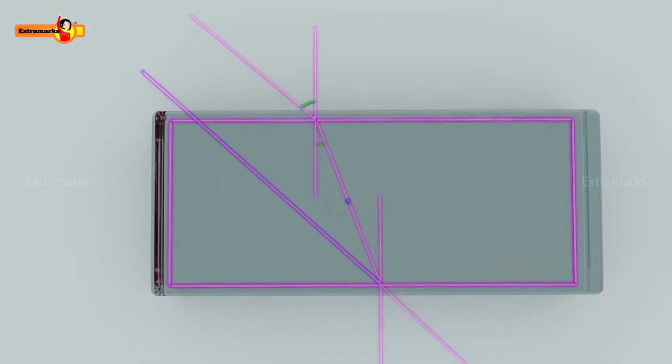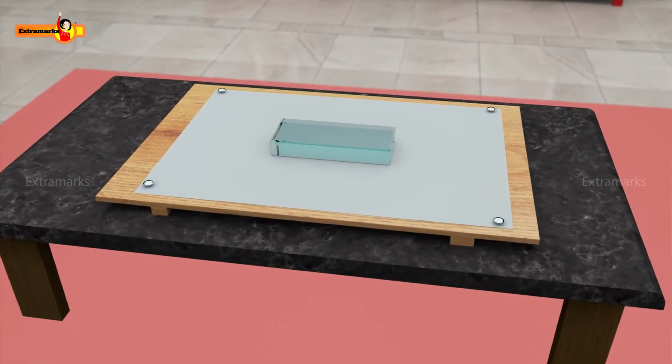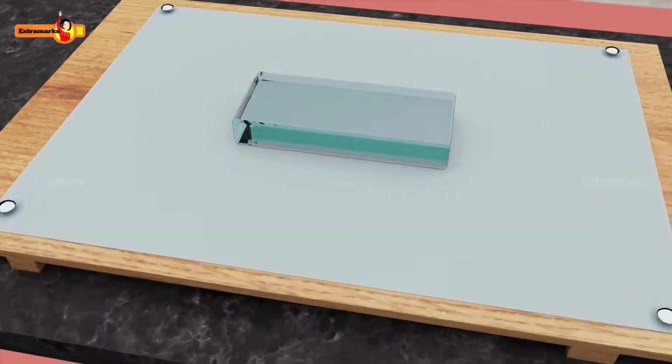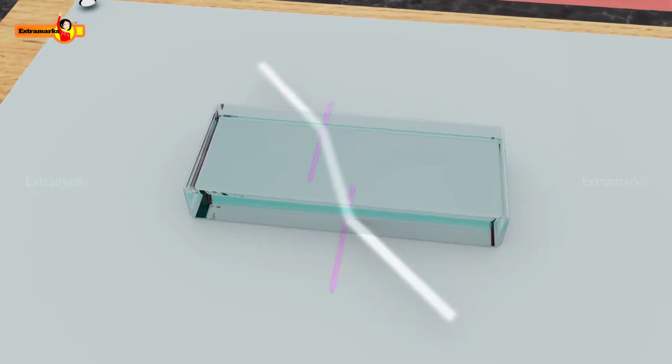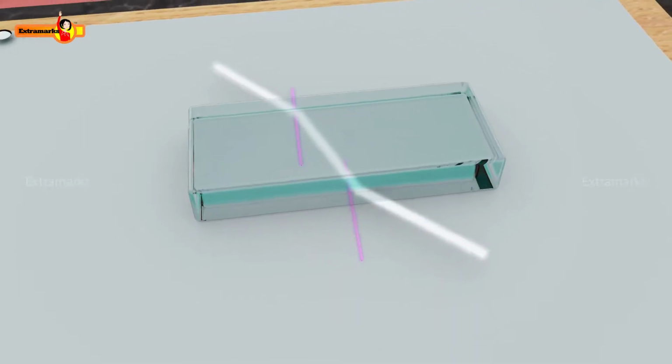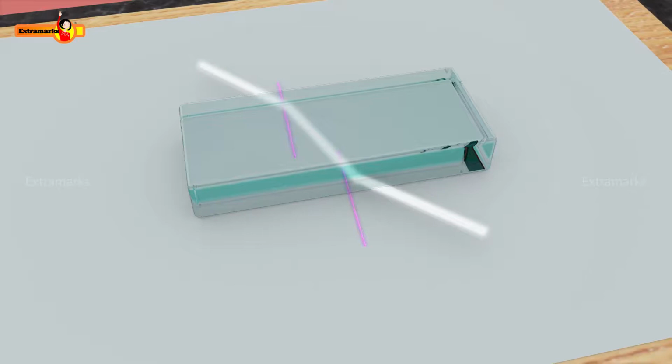From the experiment, it is observed that the light bends towards the normal when it travels from air to glass, that is from rarer medium to denser medium, and away from the normal when it travels from glass to air, that is from denser medium to rarer medium.